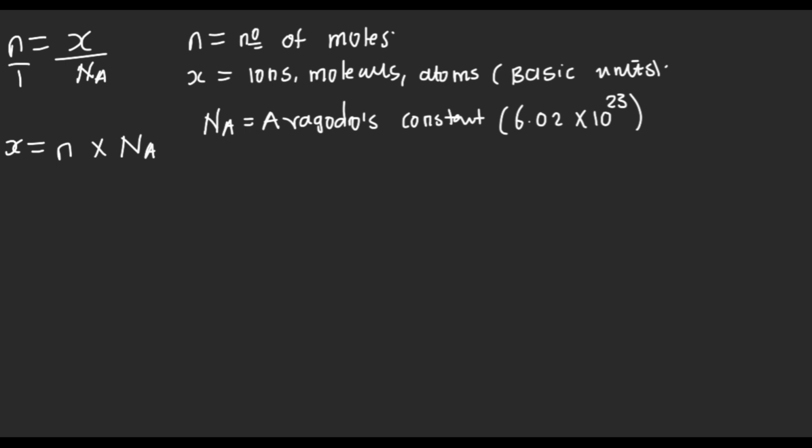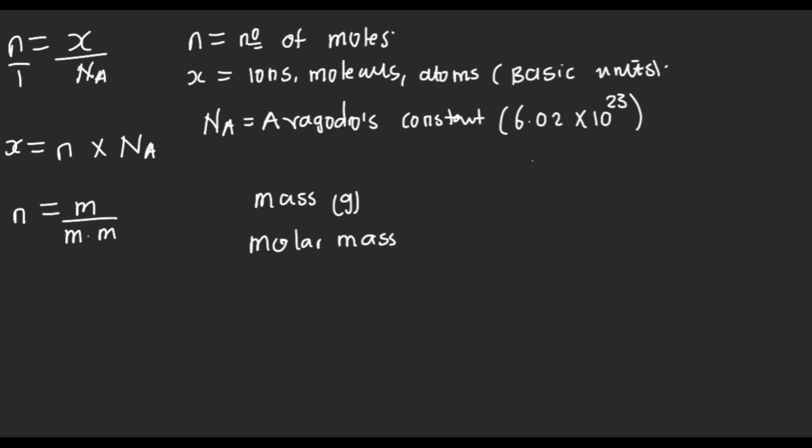Then the second formula that we can use to find the number of moles is when you are given mass. Whenever you are given mass, number of moles is equal to mass divided by the molar mass, where mass should be in grams. In case you are given kilograms, don't forget to change. Then for molar mass, you just have to calculate using the periodic table.